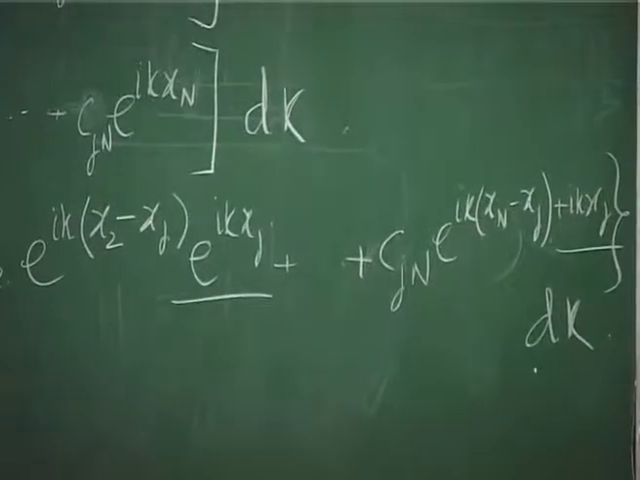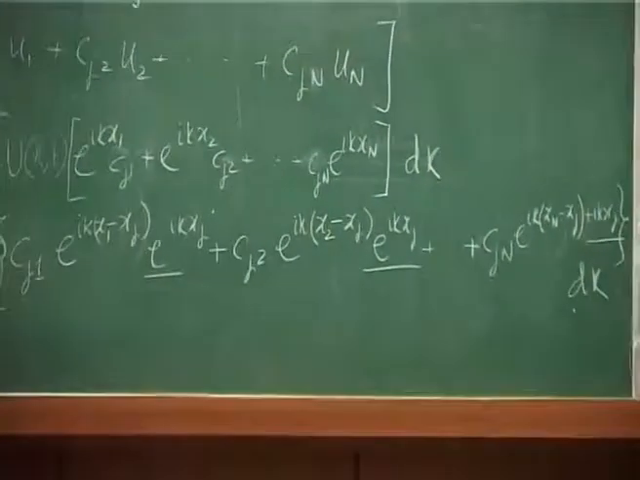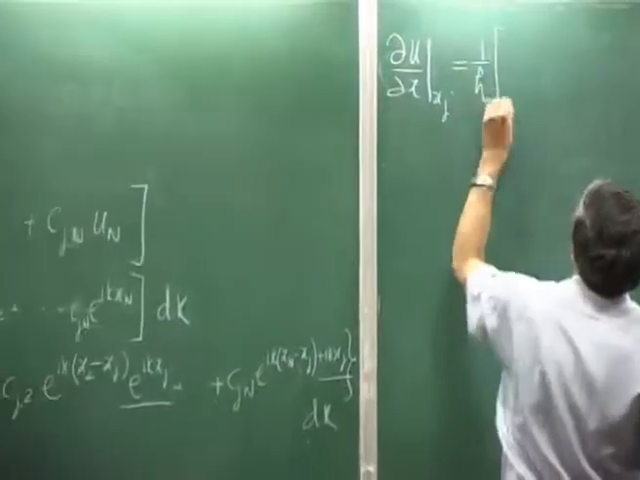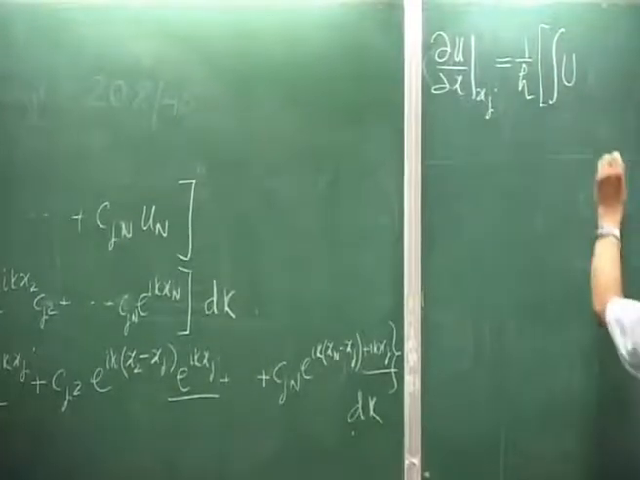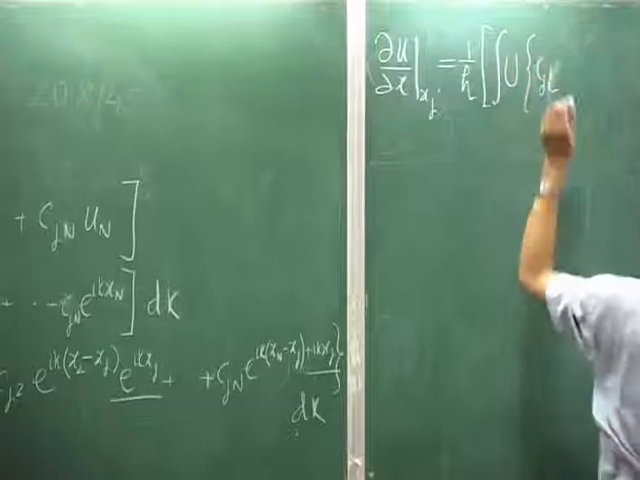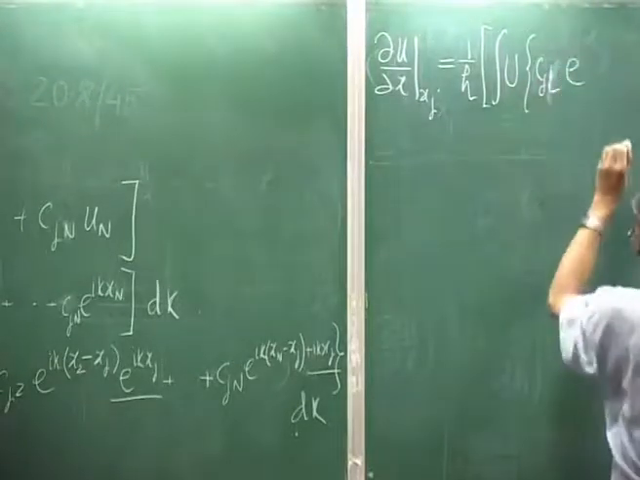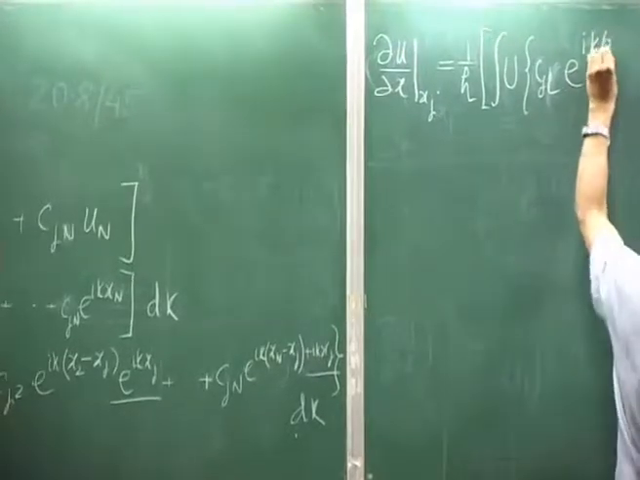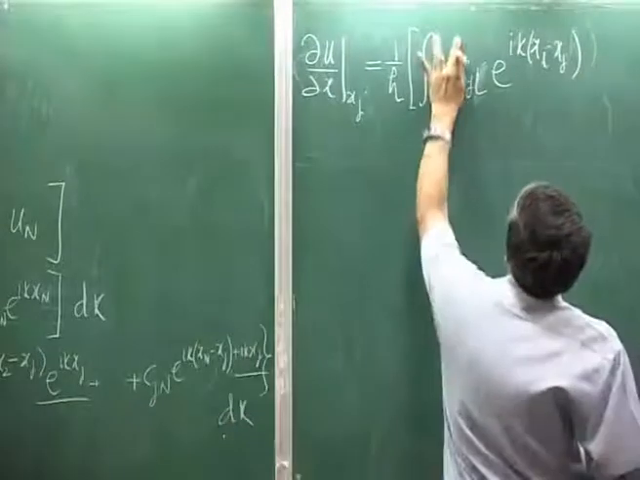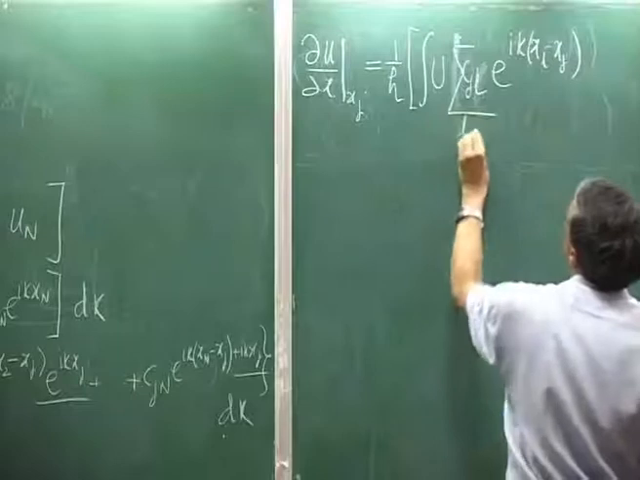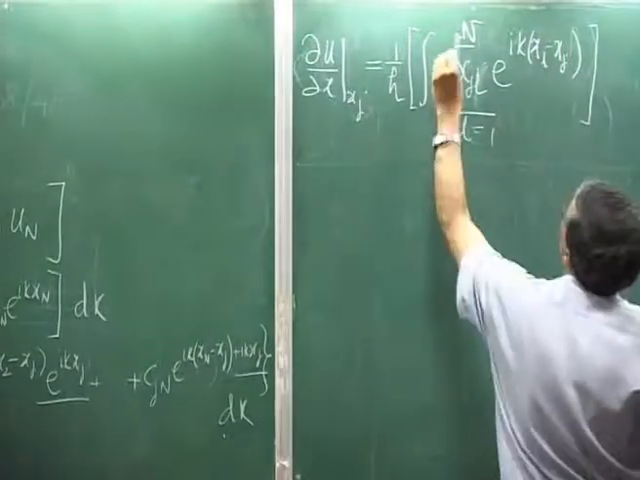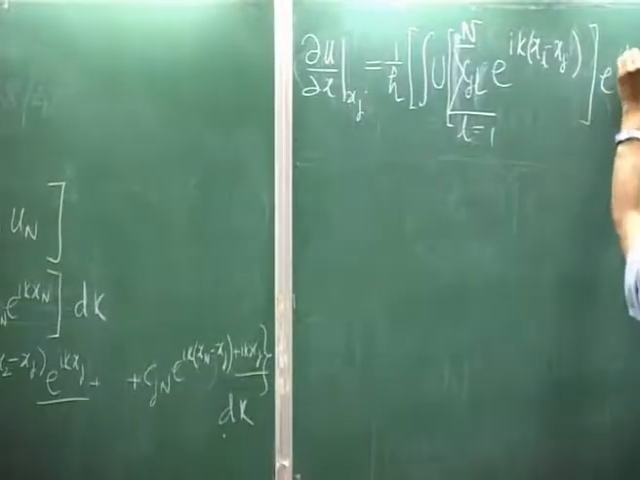So, I will write del u del x at the jth node, that would be 1 over h, then u, and what I am going to get here, let us not create confusion, C j L into e to the power I k x l minus x j. So, I am writing this whole thing as a series with L going from 1 to n, right. So, that I could do. Then of course, this whole thing is multiplied by e to the power I k x j d k.